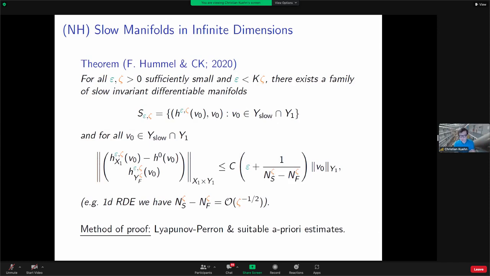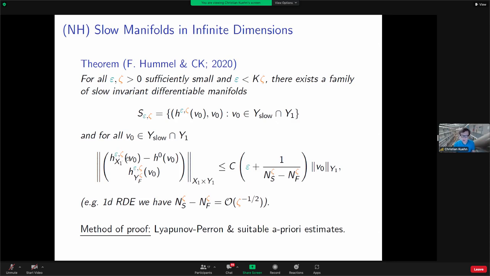So here's the theorem. If you have two parameters, one for the splitting, one for epsilon, and there's a relation between them, then there exists a family of slow invariant manifolds that are close to the limiting critical manifold. H0 is the critical manifold. V0 is the remaining coordinates in the slow spaces, meaning all the remaining coordinates that you haven't split off via the spectral gap into the fast spaces.